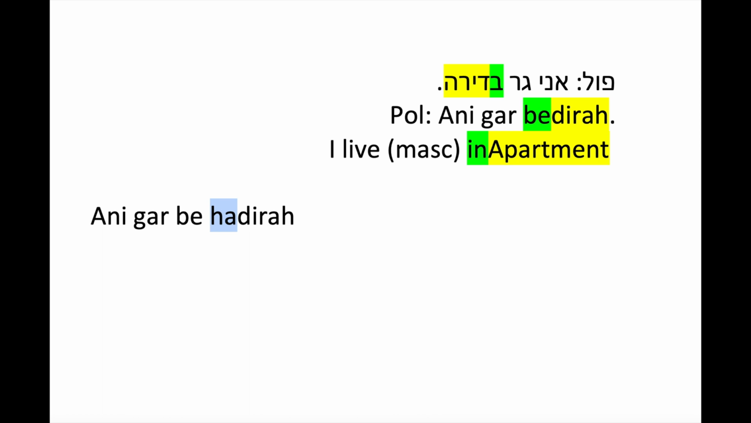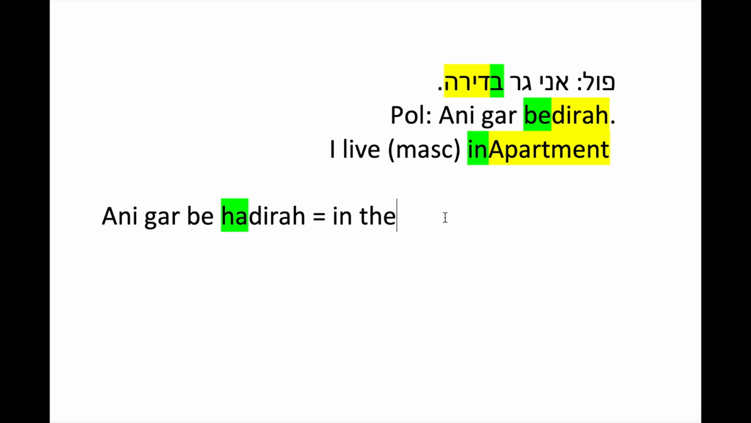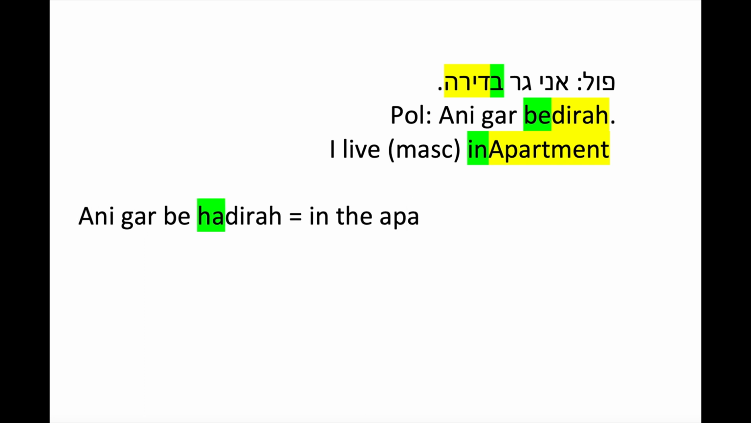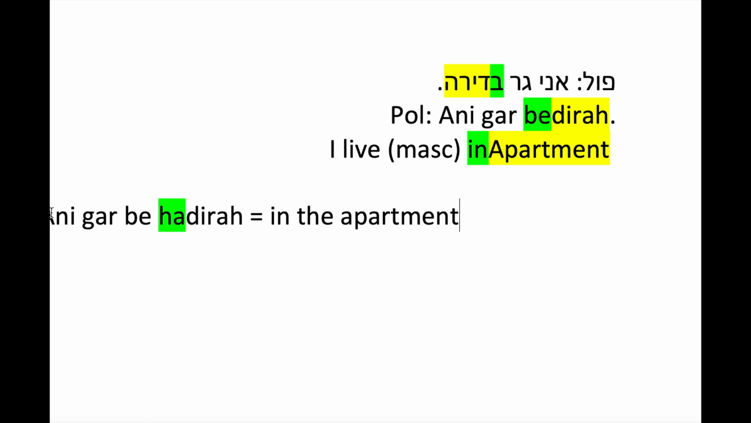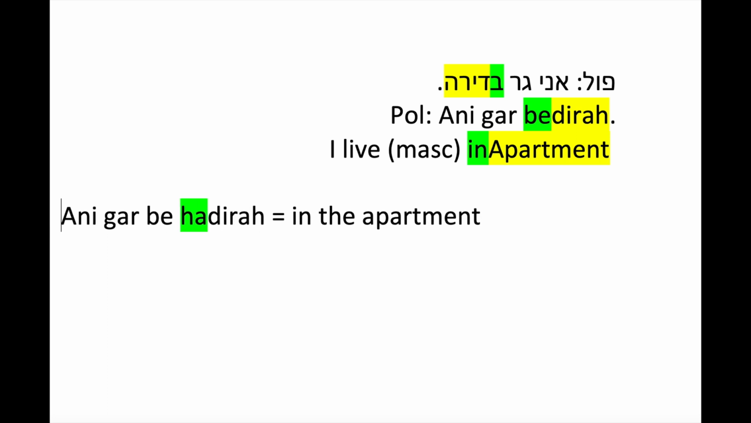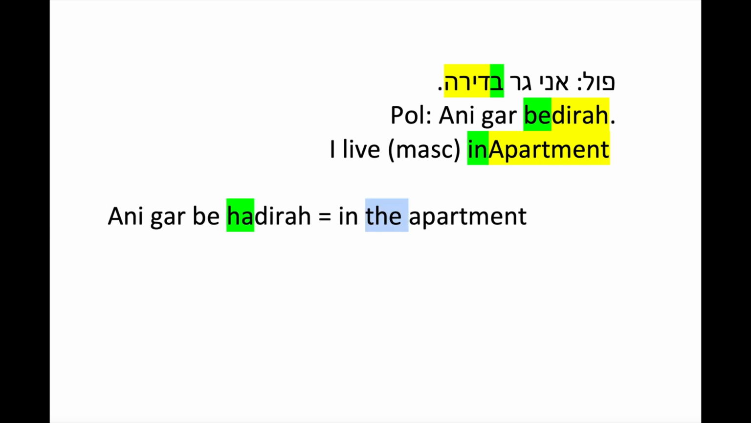Okay, so ha means the, in the apartment, in a specific one. This is why in this case we would use the ha. Okay, so is this a correct sentence? No, it's not yet. It's not final yet.